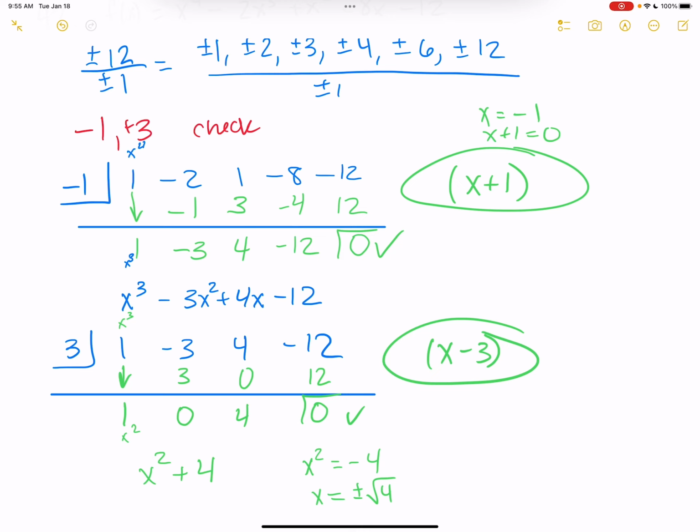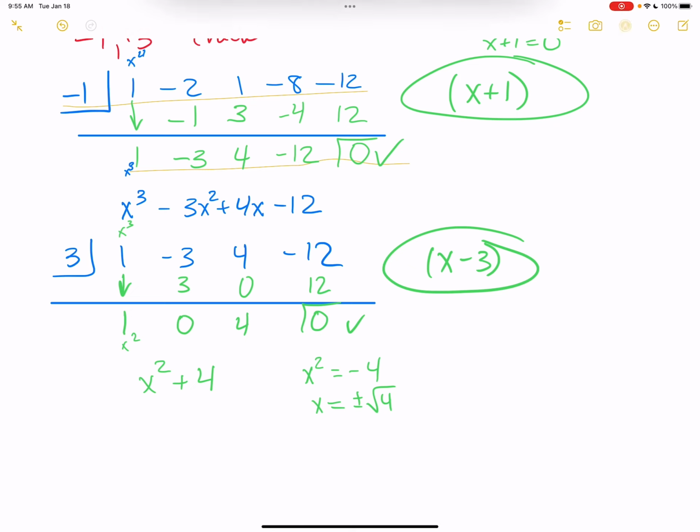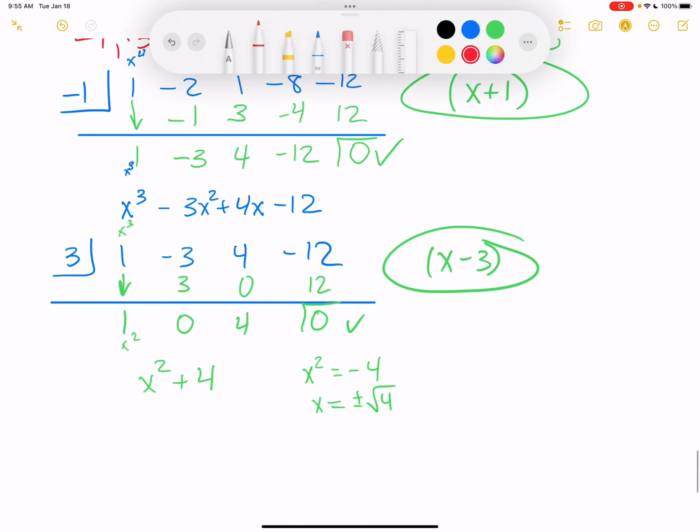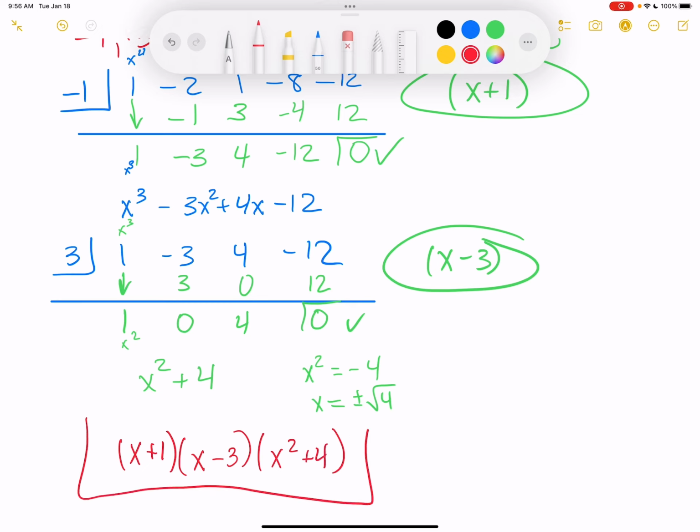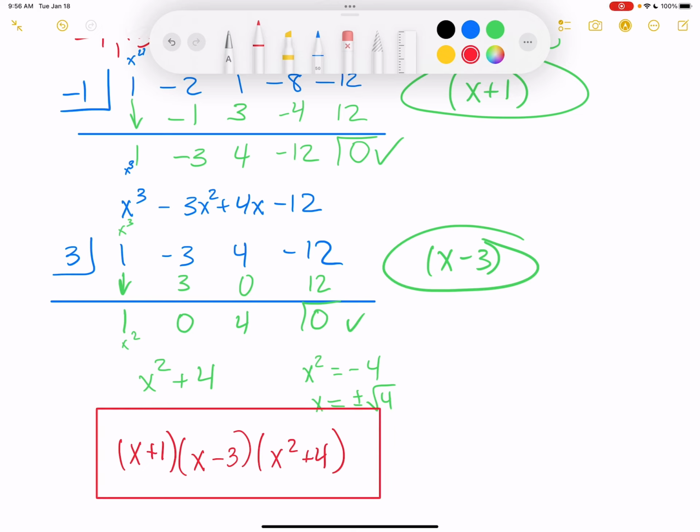and so since it said something about them being real, linear and irreducible quadratic factors with real coefficients, this would not lead us to something with that. So what we're going to do is our final answer will be written as x plus 1 times x minus 3 times x squared plus 4. Okay. All right, so that's the last problem for that.